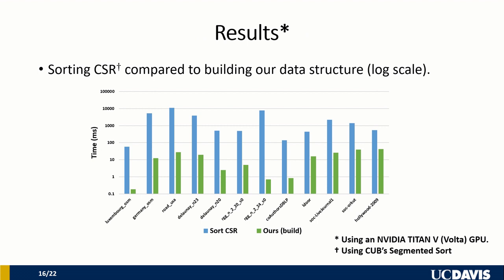Now, to evaluate our data structure, I will start by comparing the runtime of sorting CSR to building our data structure. And the idea behind this comparison is that we can think of any of the alternative data structures as simply sorting a CSR, then maintaining that sorted order. So let's just compare the sorting runtime to building our data structure. And we see here that just building our data structure is orders of magnitude faster than sorting CSR, which proves our point that there is an overhead that we can avoid if we use hash tables.